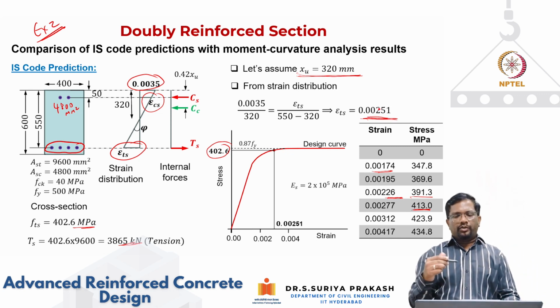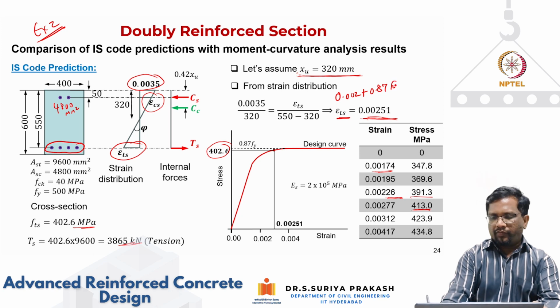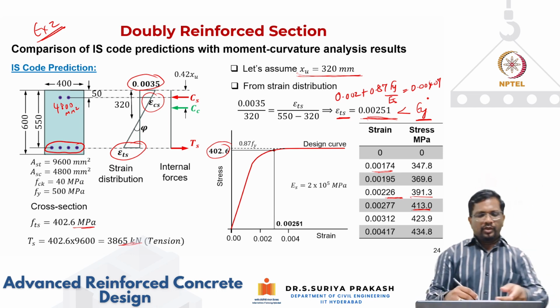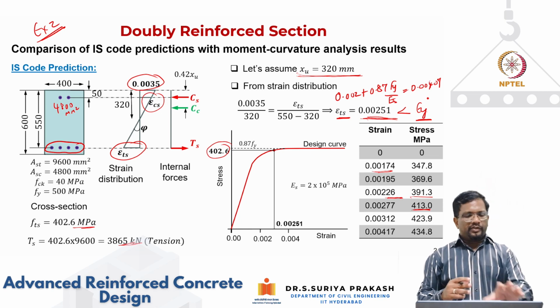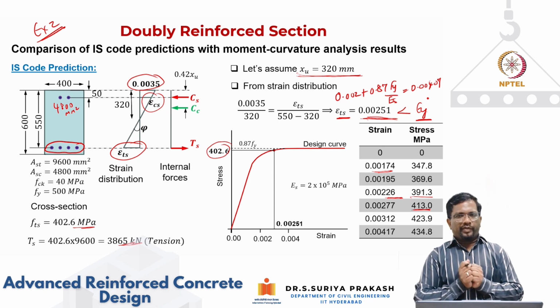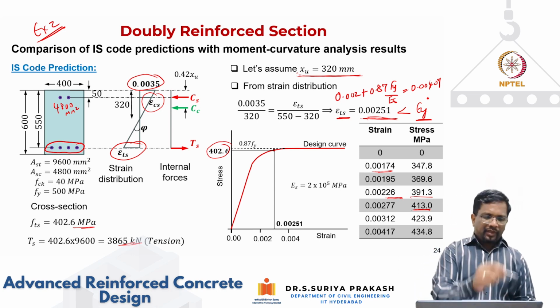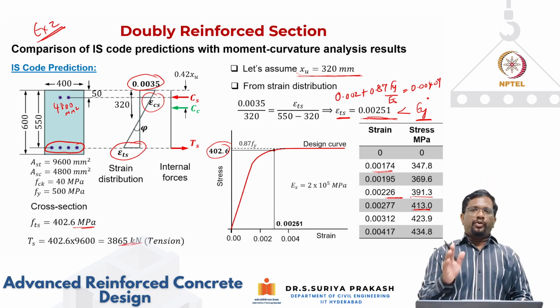Now for the IS code, what should be the minimum epsilon in the tension steel? It is 0.002 plus 0.87 Fy by Es. That works out to be 0.00407. So this value is less than the yield strain specified by the IS code. So this section is actually not conforming to IS 456. We have just taken this example, and it is not meeting the minimum requirement of yield strength. Though you have steel both top and bottom, it is actually not an under-reinforced failure mode as per the IS code.